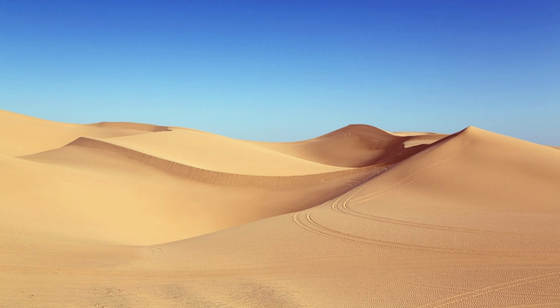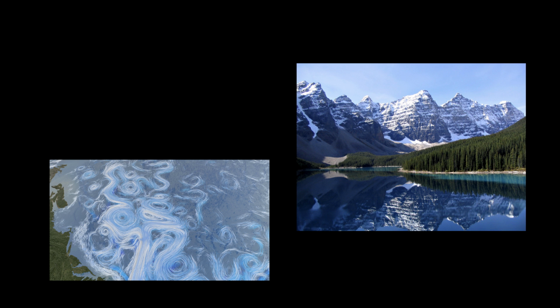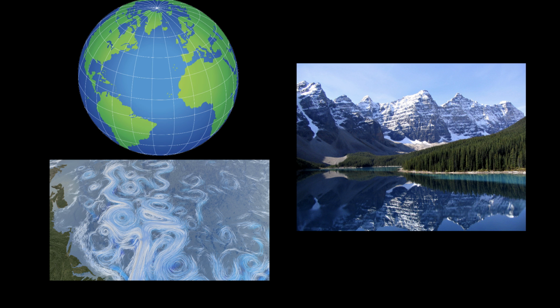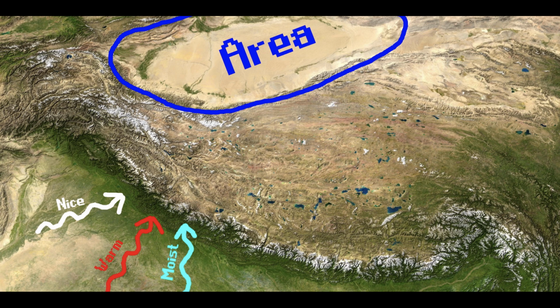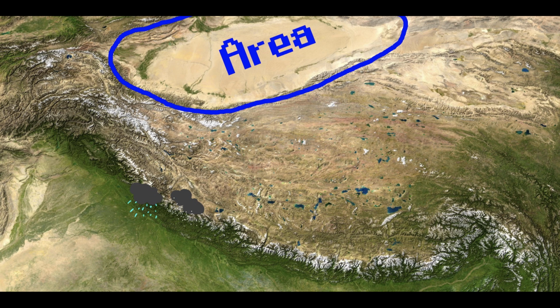Deserts form where there's not a lot of precipitation, and there are a bunch of factors that contribute to this, mostly currents, mountains, and latitude. A lot of people know about the rain shadow effect. When a mountain range stands between an area and a nice, warm, and moist breeze, the breeze will get deflected upwards by the mountains. It'll get colder and it'll drop the moisture it's carrying as rain or snow. But the wind keeps going, and once it reaches the other side of the mountain range, it's totally dry.